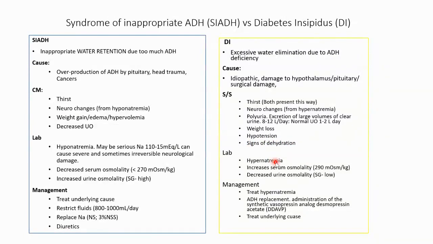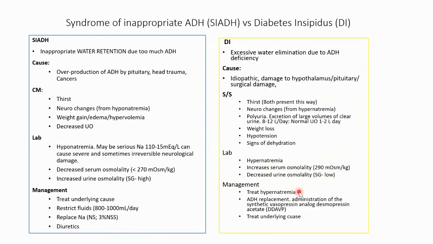Lab, hypernatremia, because of what I just talked about. Increase in serum osmolality. Now think about the concentration of the blood. Like I said, all the water's leaving, but the sodium's staying behind. So they're going to have hypernatremia and a lot of concentration in their blood. Decreased urine osmolality. Their specific gravity is low because their urine is like pure water. Specific gravities of 1. They're so low.